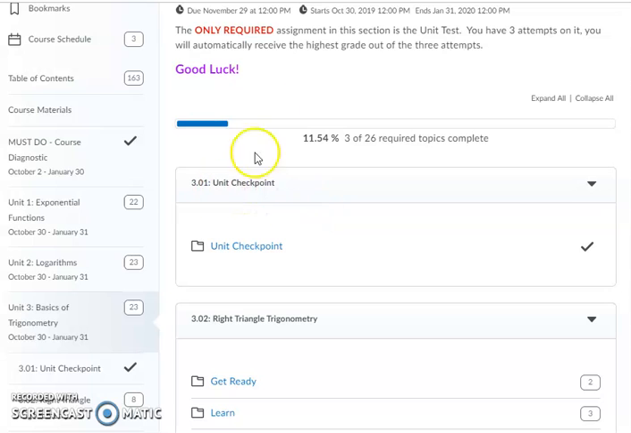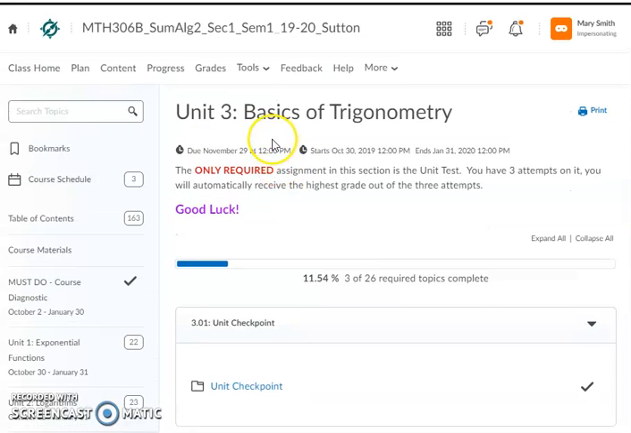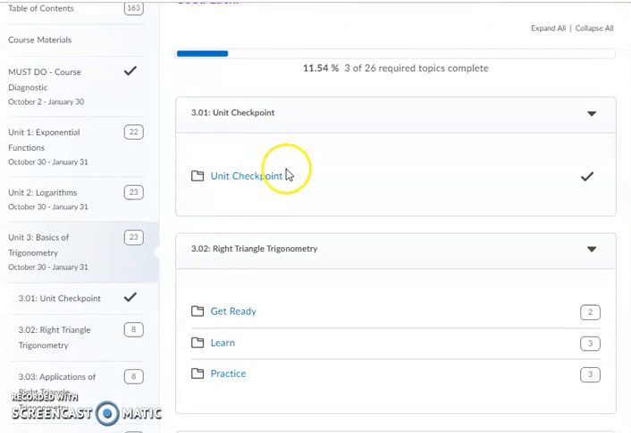The unit checkpoint, going through any of these units, they're all set up identical. The unit checkpoint is extra credit. You can earn up to 3 points of extra credit. So it looks like in this one, you've already done that. And so you've earned some extra credit already, which is awesome.